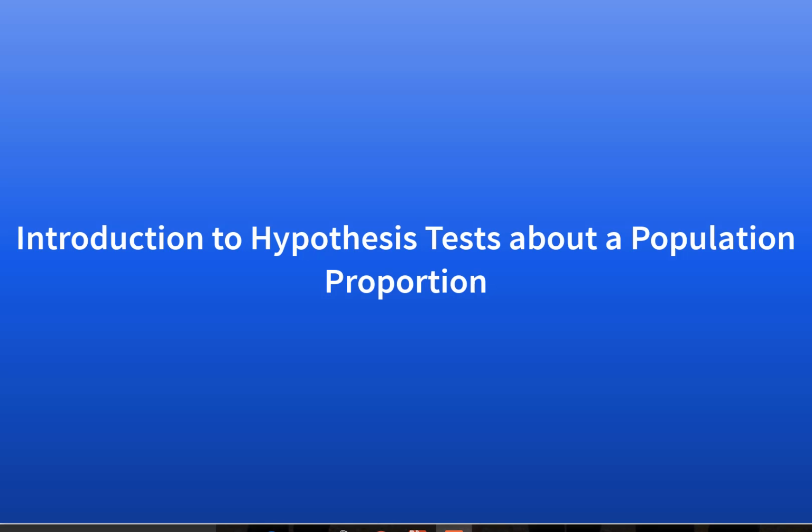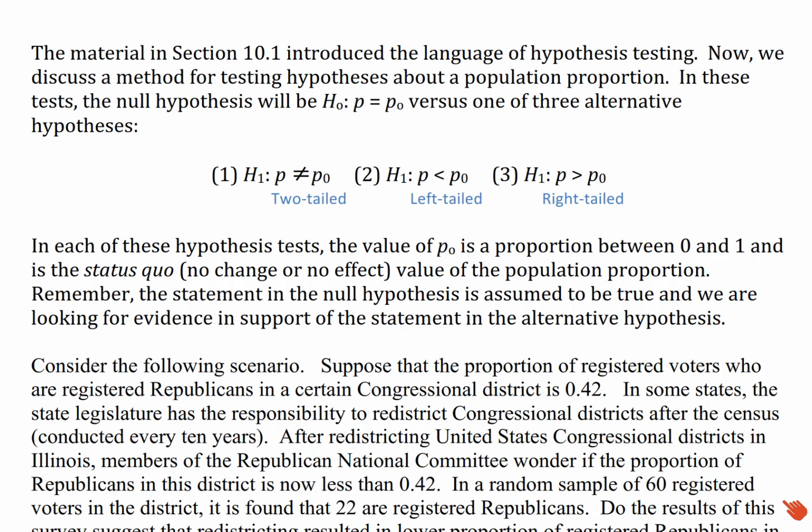So now we're going to be looking at a specific type of hypothesis test. Here we're going to be testing hypotheses regarding a population proportion. The material that we looked at in section 10.1 introduced you to the language of hypothesis testing. And in there we talked about the fact that there are three forms of the alternative hypothesis. There's a left-tailed, a right-tailed, or a two-tailed alternative hypothesis.